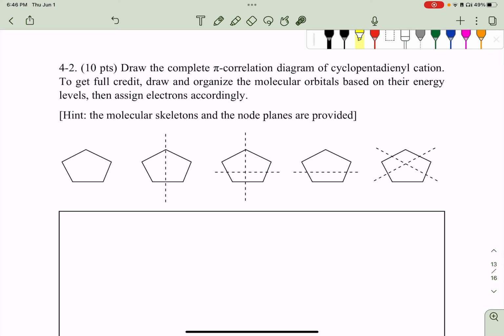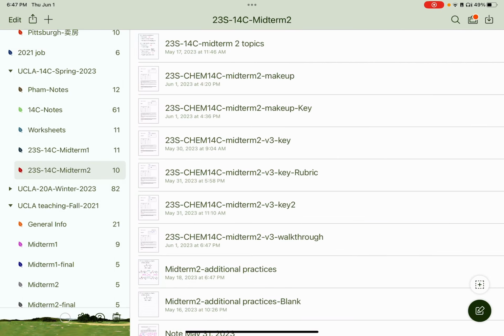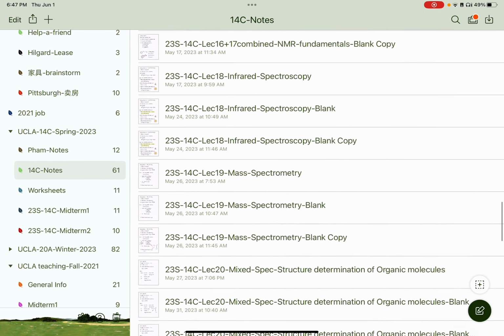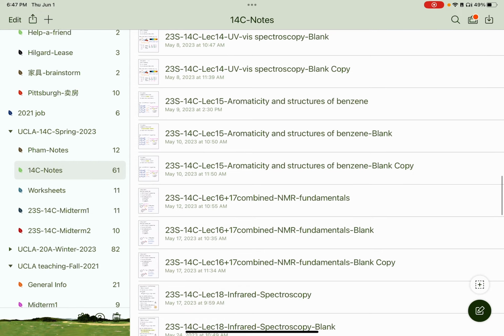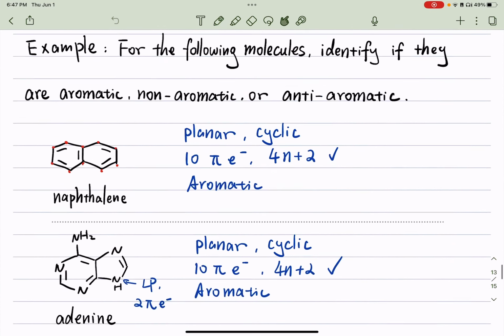42. Draw the complete pi correlation diagram of cyclopentadiene cation. To get full credit, draw and organize the molecular orbitals based on their energy levels and assign the electrons accordingly. So the molecular skeleton and node planes are provided. It's asking for a pi correlation diagram. Let's see, if I don't remember how to do it, maybe I should go back and check what's been done in class. What's aromaticity? It's probably at the end of the benzene lecture, which is obviously aromatic.